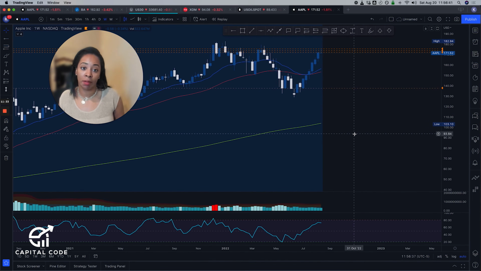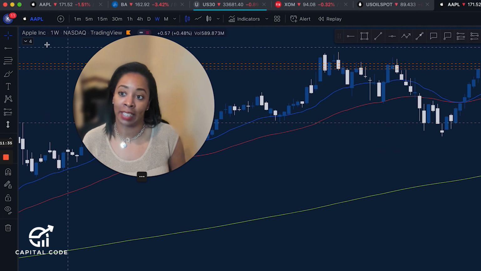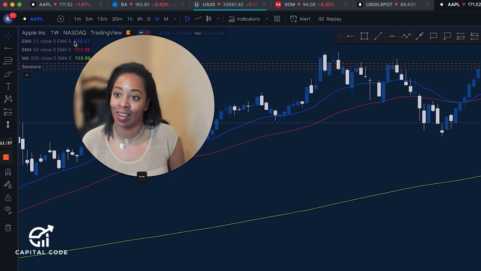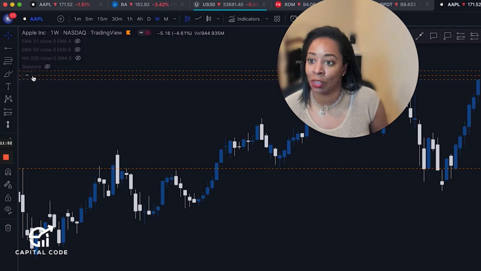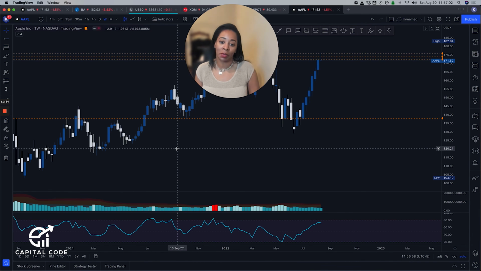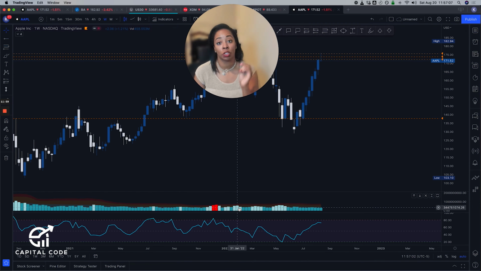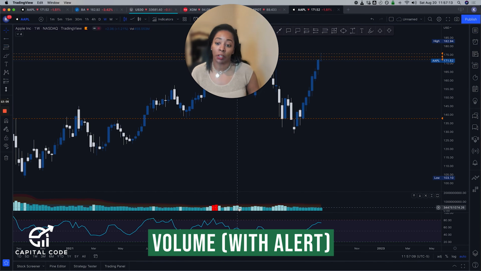We already talked about the EMAs, so we're going to hide these for right now. And we're also going to turn off sessions, since we already talked about those. But basically I like to use the volume, and this is a special one outside of what is provided inside of Tradingview. It is the volume with alerts.